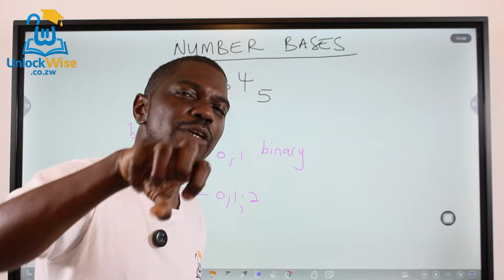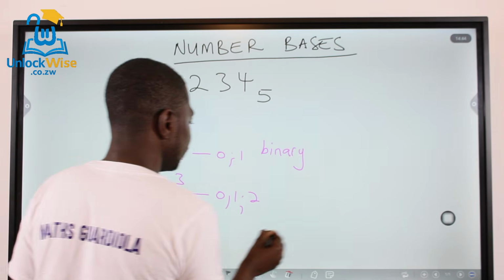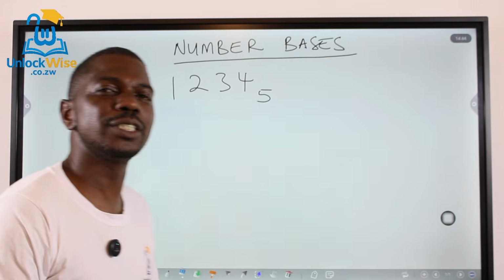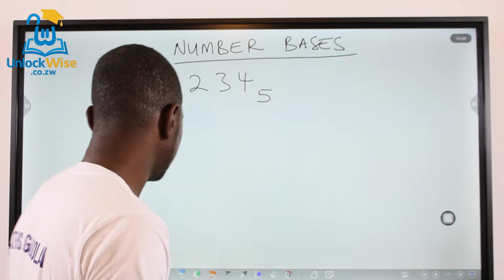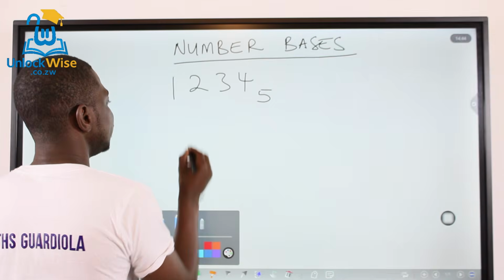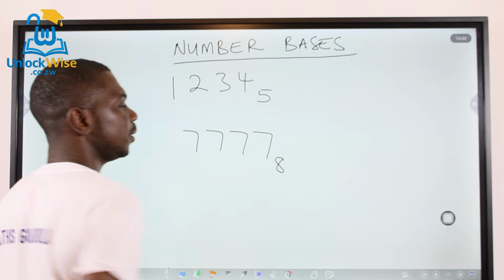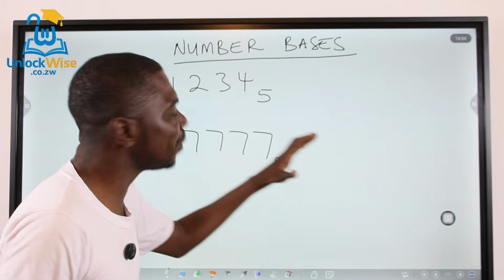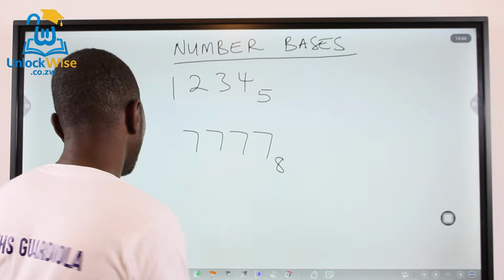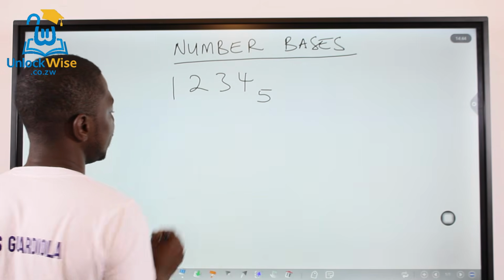And this will even help you to answer the question whereby they ask you to give you the largest 4-digit number in base 8. Largest 4-digit number in base 8 will be 7, 7, 7, 7. We have 4 digits in base 8. And there will never be another number which is greater than this in base 8. Okay? So, okay, enough of that. Let me go back to what I was explaining.